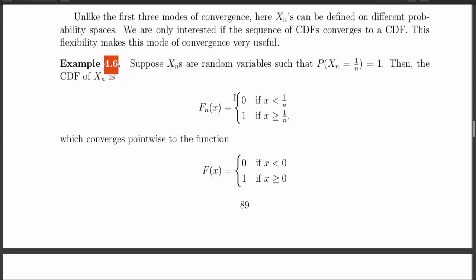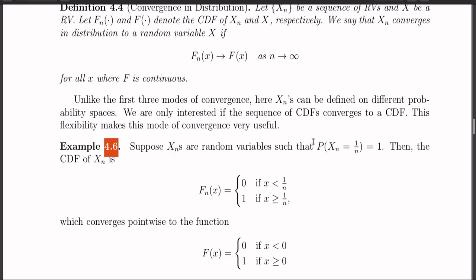Okay, so for that we need the distribution function of Xn and the distribution function of 0. The distribution function of Xn is 0 if x is less than 1/n, and it is 1 if x is greater than or equal to 1/n. On the other hand, the distribution function of 0 is 0 if x is less than 0 and 1 if x is greater than or equal to 0. Okay, fine. Now let us check whether this sequence of functions converges to this function pointwise or not.